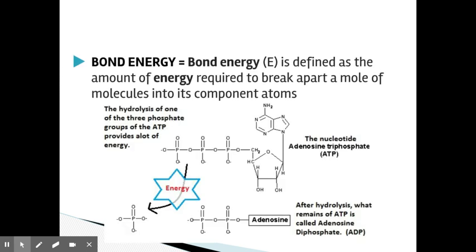Bond energy is defined as the amount of energy required to break apart a mole of molecules into its component atoms. That's chemistry, which is fine. I appreciate it, but I'm not a fan. Anyways, we're basically just talking about how bonds are sources of energy. We store energy there due to the way that electrons interact. So when we break a molecule off, we release energy. If we put a molecule in, we're storing energy.